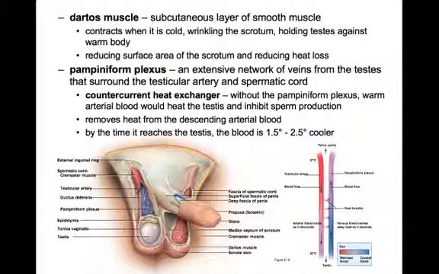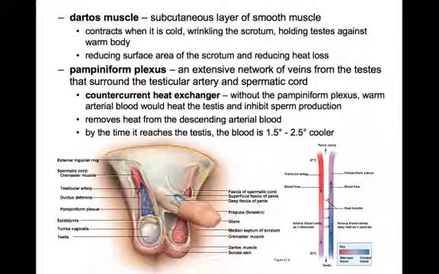The second mechanism is the dartos muscle. The dartos muscle is a subcutaneous layer of smooth muscle, and it contracts when it's cold, causing wrinkling in the scrotum. It holds the testes closer to the warm body. It also reduces the surface area of the scrotum and thus reduces heat loss.